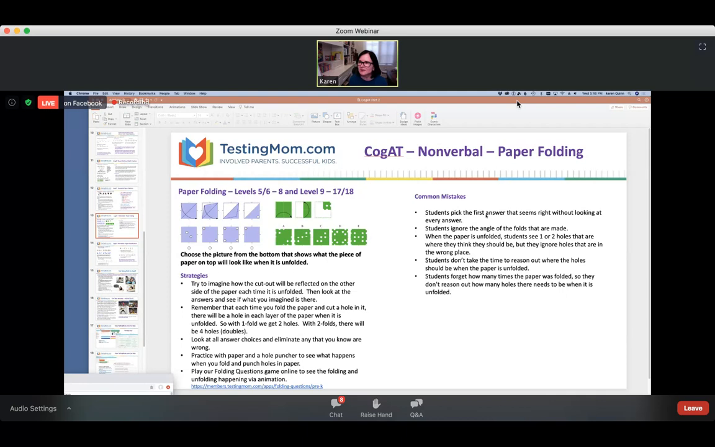Here are the common mistakes kids make. They pick the first answer that seems right. They ignore the angles of the folds. When the paper's unfolded, they see the one or two holes, but they don't realize where they need to be. They really don't use their reasoning skills to figure out where their holes need to be, or they forget how many times the paper was folded. These are all very common mistakes kids make. And so practice is the best thing for this type of question.